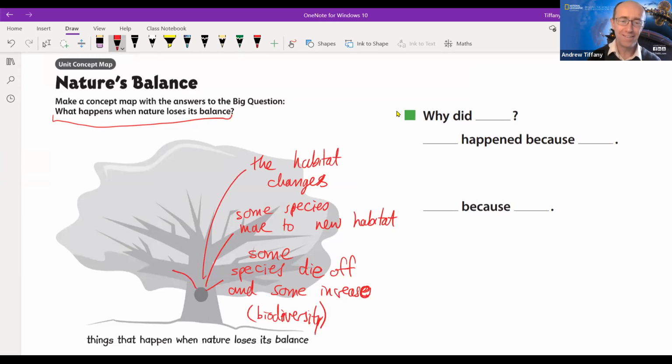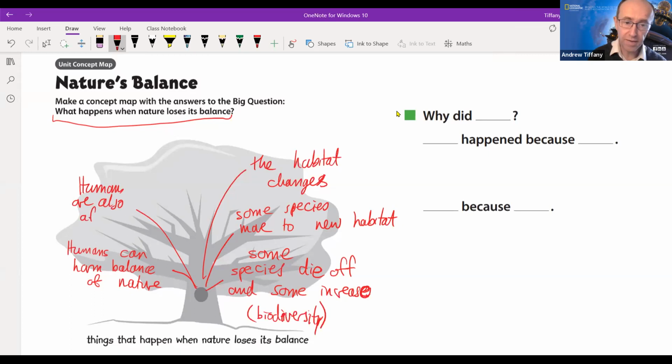So here we could say humans can harm the balance. That's true, right? Humans can hurt it. Humans can also be affected. That's true. We're also affected because we are part of nature, right? Very good, right? Yep, good one. So someone here said the forest or a habitat in general gets smaller. That's true.